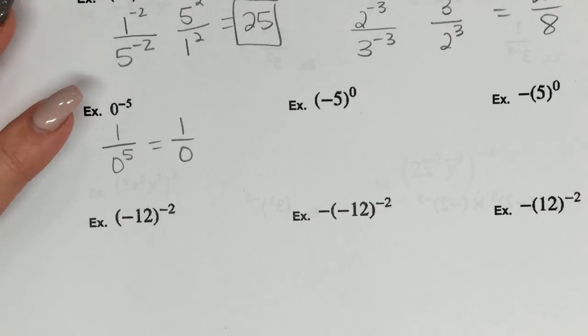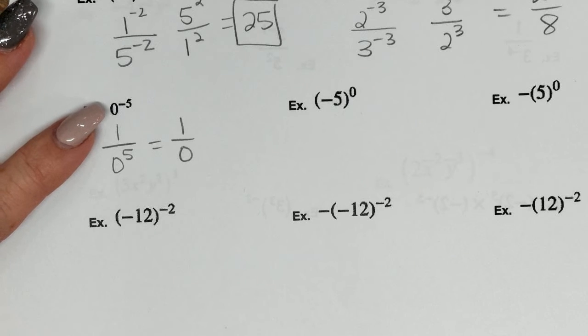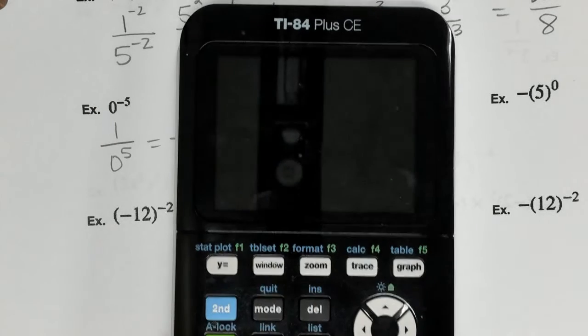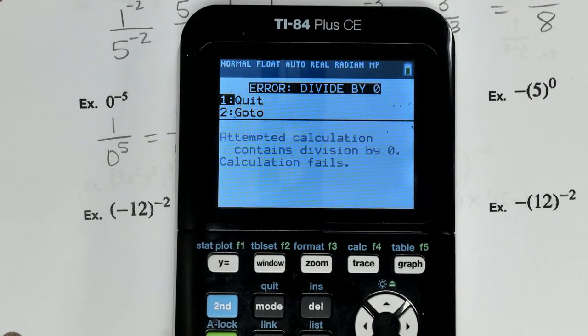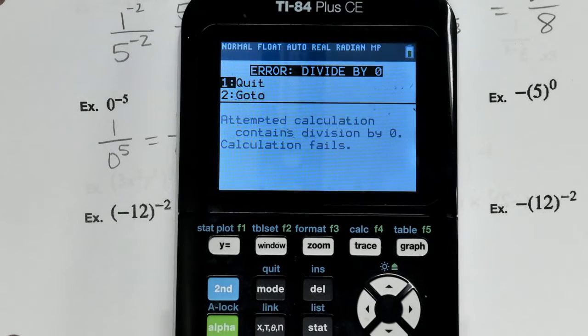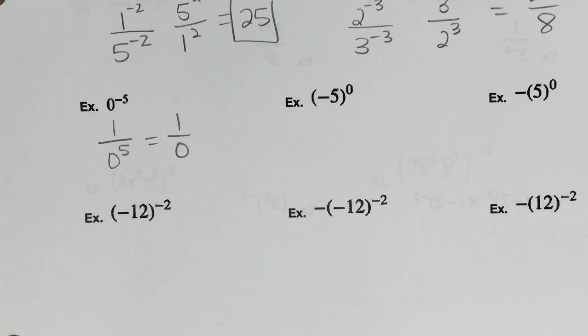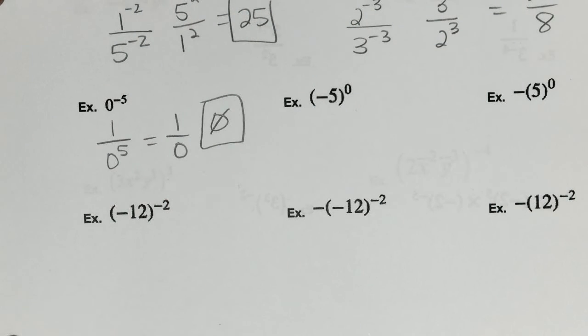Now let's talk about that. Can you have a fraction with 0 as a denominator? No, you can never have a fraction with a denominator of 0. Try it in your calculator. It's going to give you an error. Watch what happens. So 1 divided by 0, it says you cannot divide by 0. Can you have 0 as a numerator? Yes, but you can't have it as a denominator. It doesn't exist.